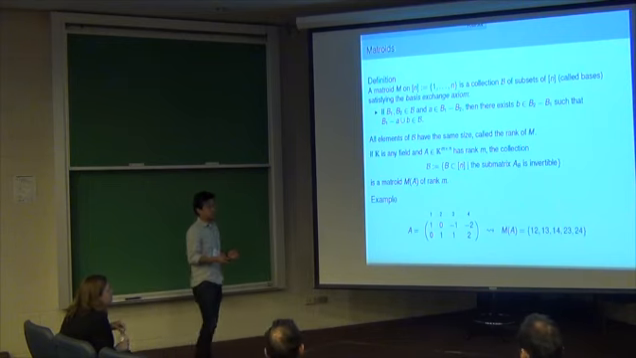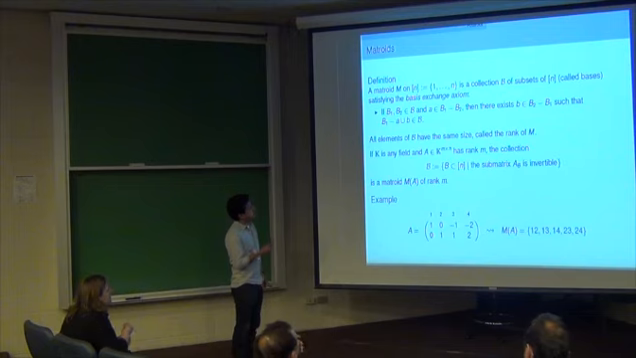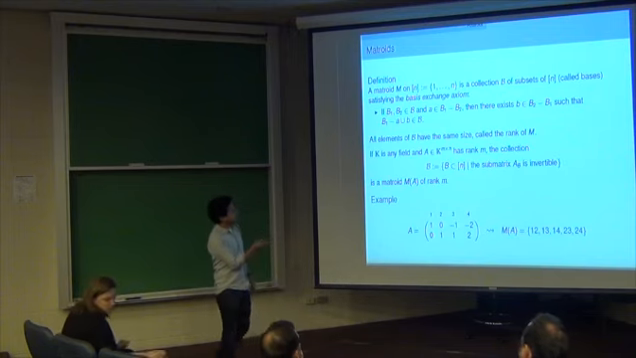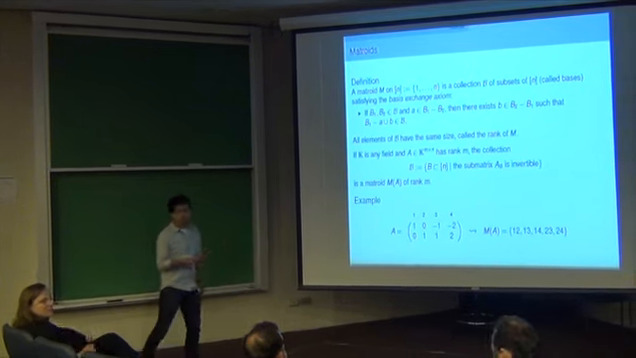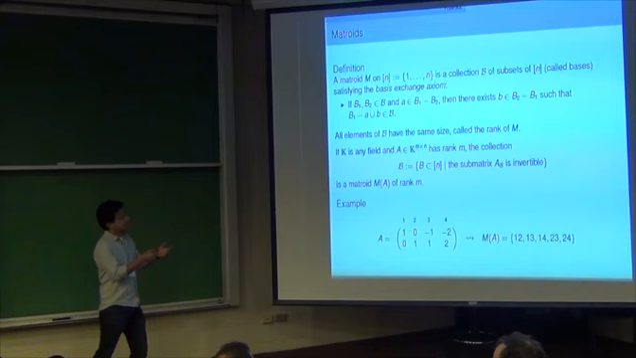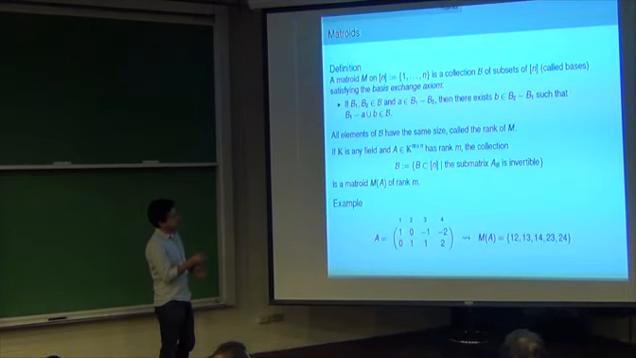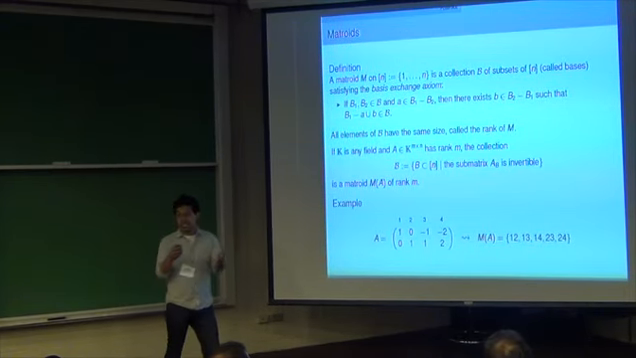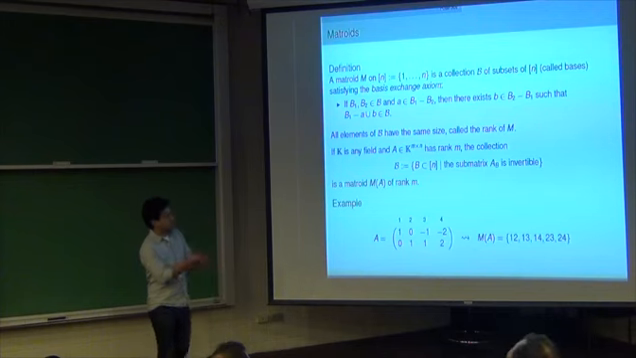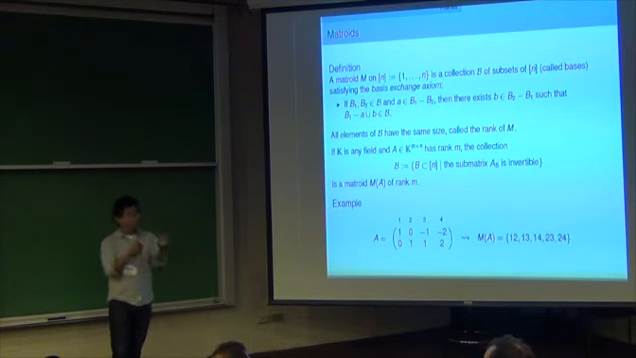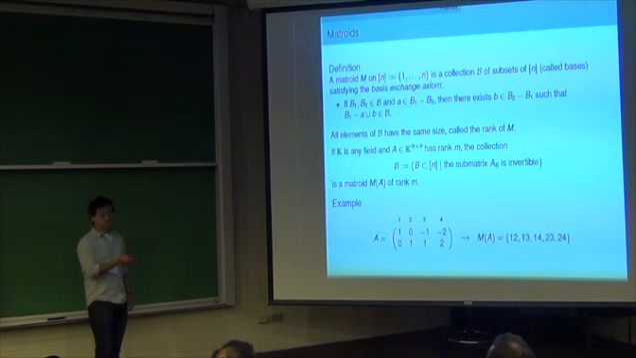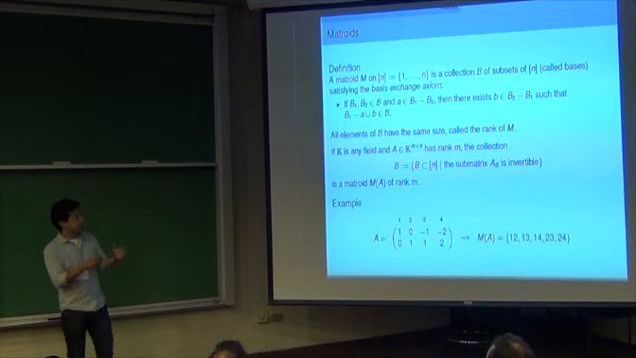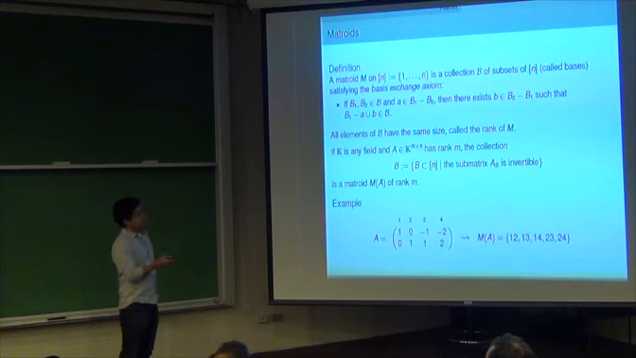So here's the definition. A matroid on the ground set [n] of numbers 1 up to n is just a collection of subsets that we call bases, satisfying the basis exchange axiom. This just says that if you have two bases in your collection, and you have an element A in the first basis but not in the second one, then you can find an element in the second basis but not in the first one that you can exchange for A and still get an element in your collection.